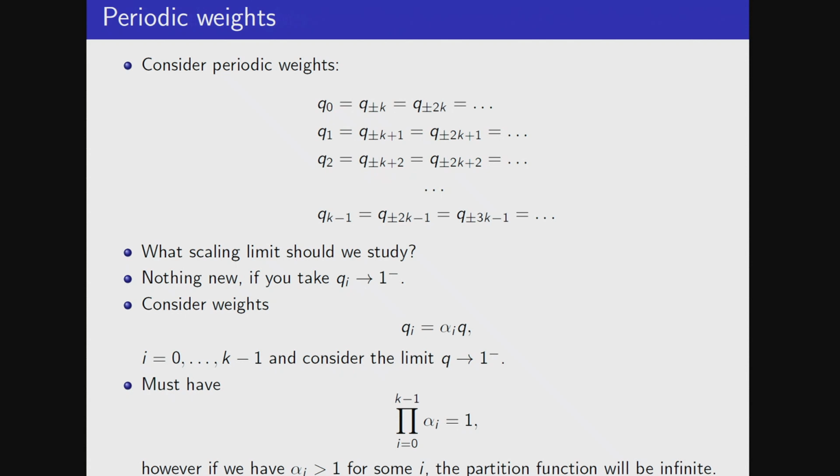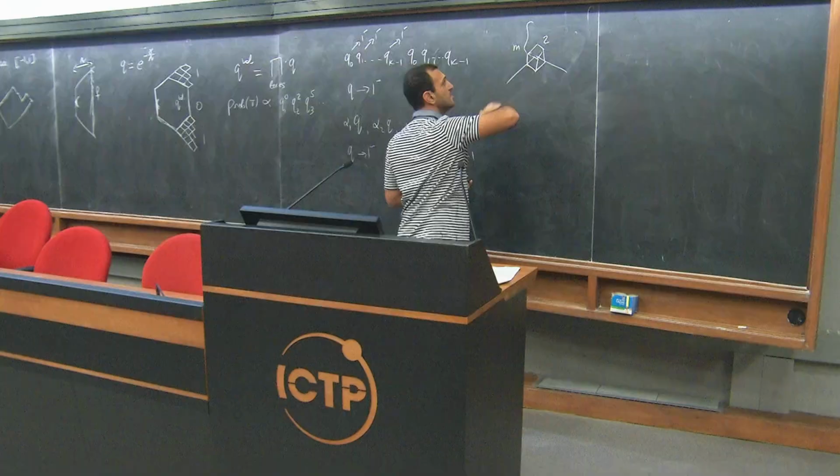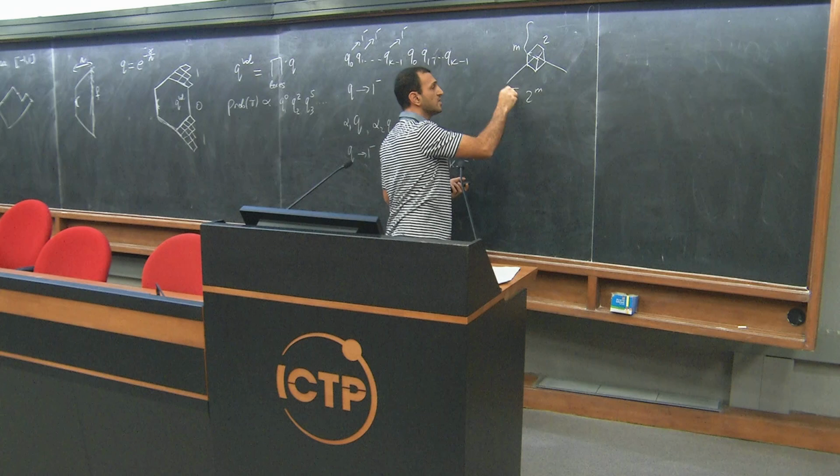However, it turns out that if any of the alphas is bigger than 1, then you still have an infinite partition function. The measure doesn't make sense. You can think about it this way. Imagine the weight given to boxes here is 2. Then if I have m boxes here, the weight will be 2 to the m. Just the sum of these partitions is already going to be infinite. So your partition function is going to be infinite.